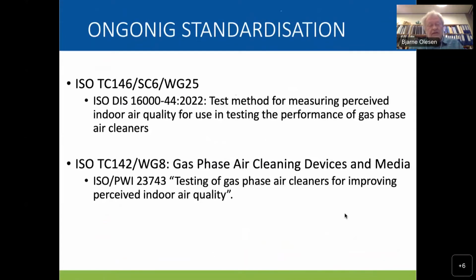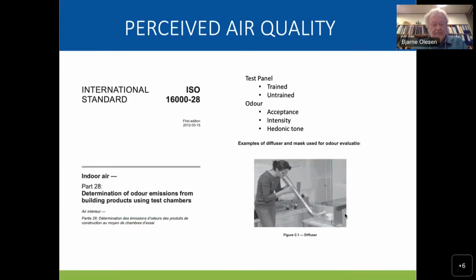And where things are going on now related to this is in ISO TC 146, Subcommittee 6, Working Group 25, looking at measurement of perceived air quality. And as also mentioned by Paolo, in ISO TC 142, Working Group 8, we have a preliminary work item on testing of gas phase air cleaners for improving perceived air quality.